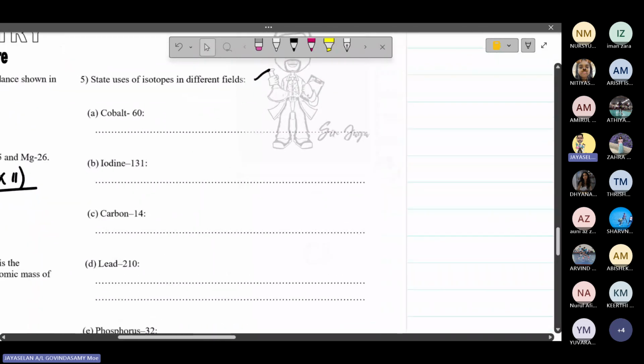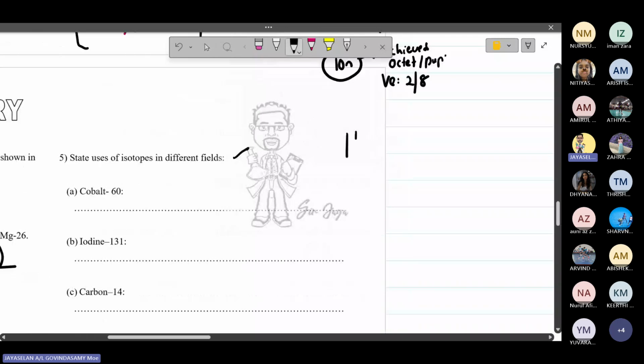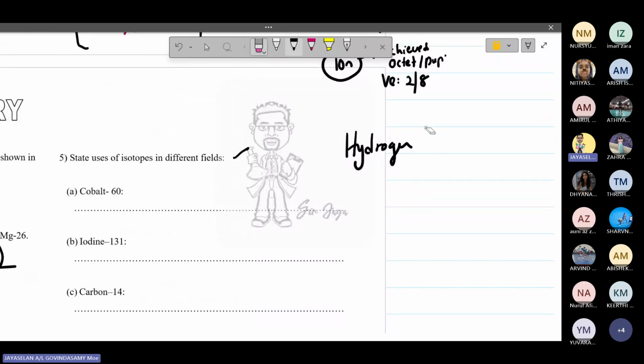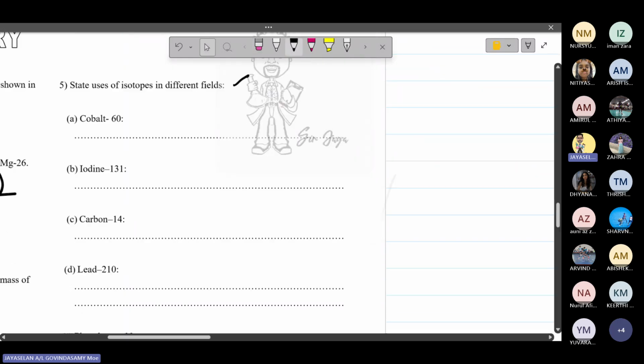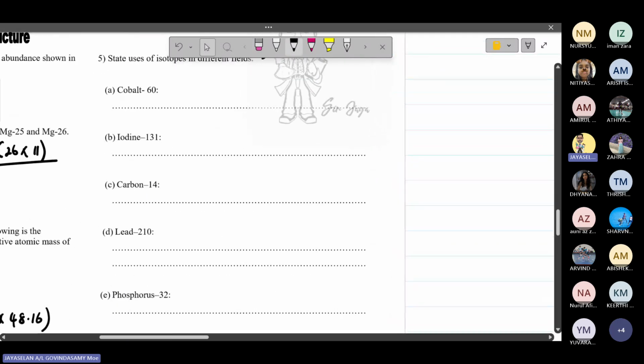Okay, now. Last year, what isotope came out? Hydrogen 3. Hydrogen 3 has come out. Carbon 14 has come out. Iodine 131 has also come out. The others have not come out yet, but these can repeat. So practice all the isotopes and their uses.